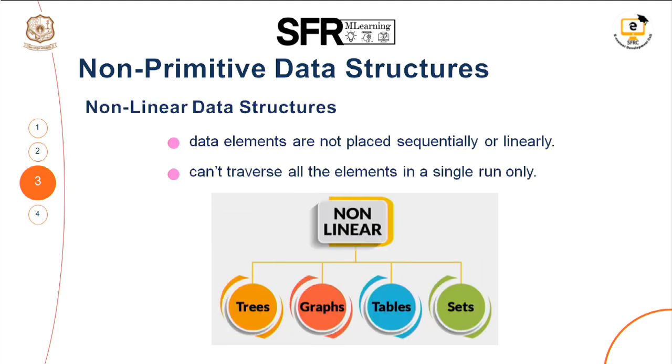Then non-linear data structure. Data structures where data elements are not placed sequentially or linearly are called non-linear data structures. In a non-linear data structure, we can't traverse all the elements in a single run only. Examples for non-linear data structures are trees, graphs, tables and sets.